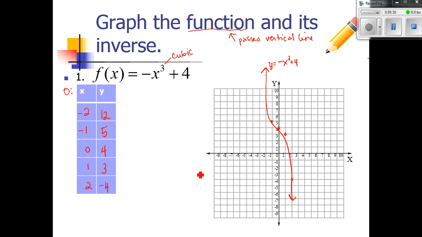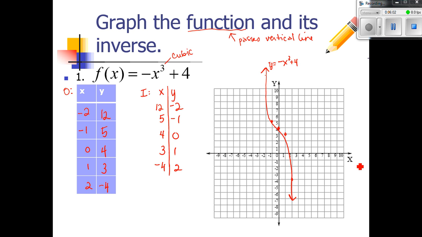Okay, and if you notice, it does pass the vertical line test, so it is a function. Okay, so now we're going to go ahead and do the inverse. So to find the inverse, what do we do? We exchange all the x's and y's. So (12, -2), (5, -1), (4, 0), (3, 1), and (-4, 2). Look at that, we didn't even have to do anything. We just had to exchange the x's and y's given a table.